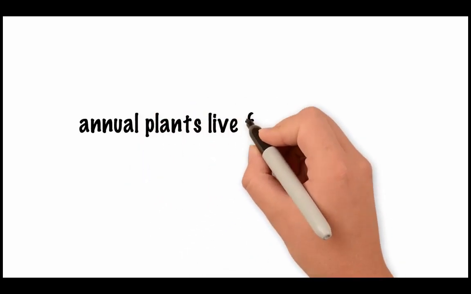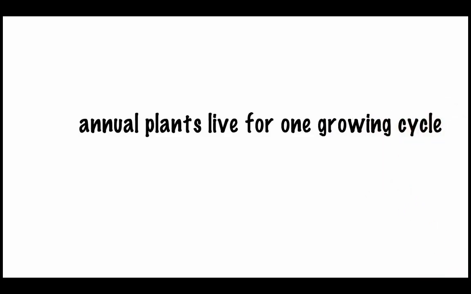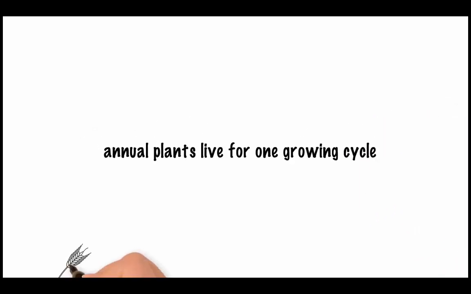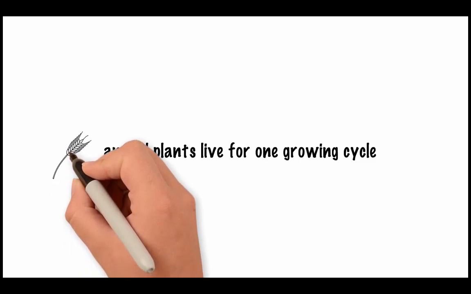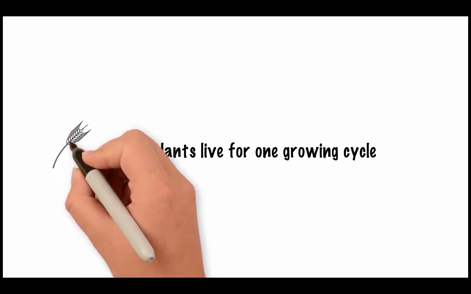However, plants do die. Plants that live for only one growing season are called annual plants. They complete their entire life cycle from germination of the seed to flowering to death in a single year or less. Examples of annual plants are wildflowers and legumes, rice and wheat.